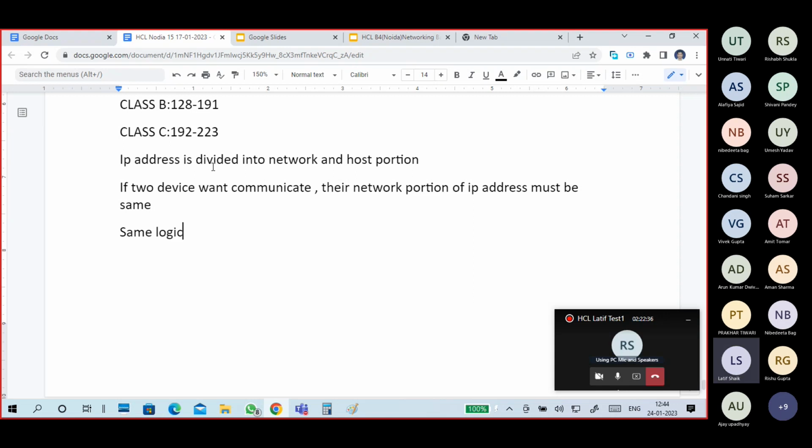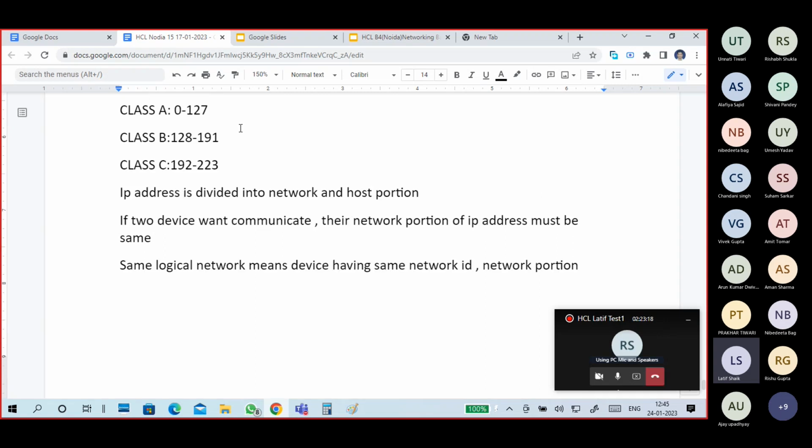Same logical network means same network ID. Devices having the same network ID, or we can say the same network portion, can communicate. I will get to that point again. Okay, so what is this same network portion kind of stuff?